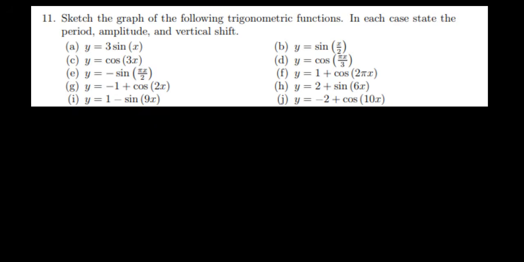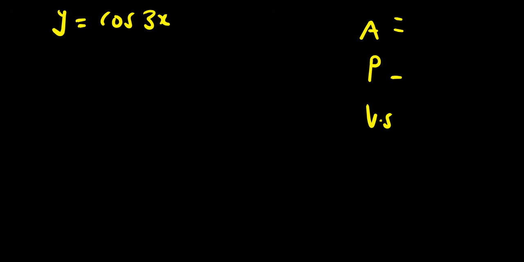The other one is y equals cos 3x. Okay, so y equals cos 3x. It's the same drill: amplitude, period, vertical shift. The amplitude, how high? You're able to see that the coefficient of the function itself is just 1, so the amplitude is 1. The period is 2 pi over the coefficient of x. The coefficient of x in this case is 3, so it is 2 pi over 3. The vertical shift is just 0. It hasn't shifted in any direction.